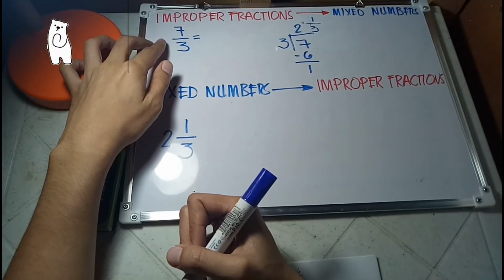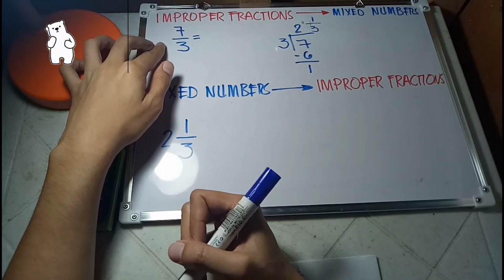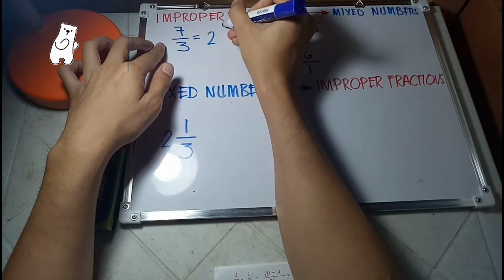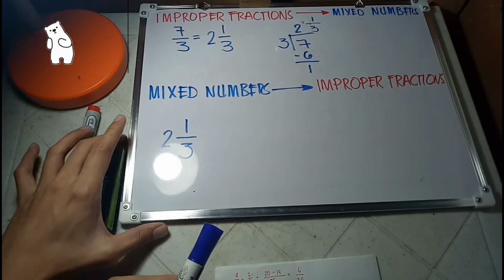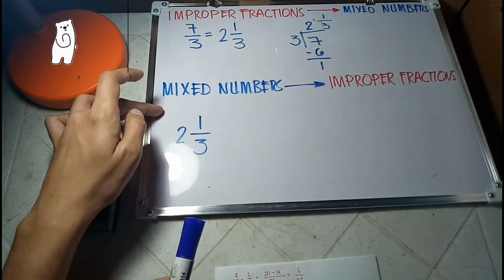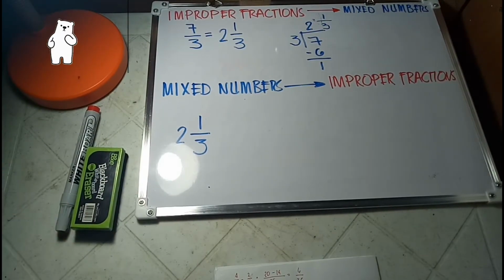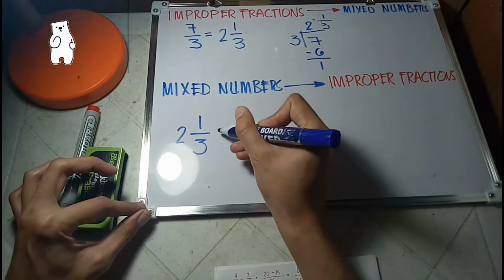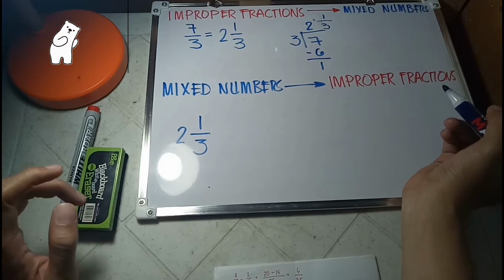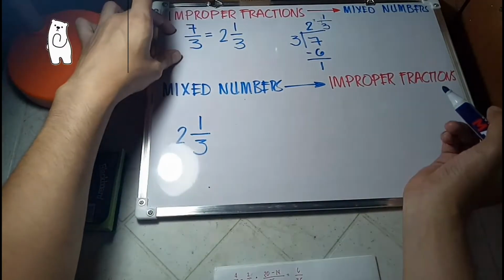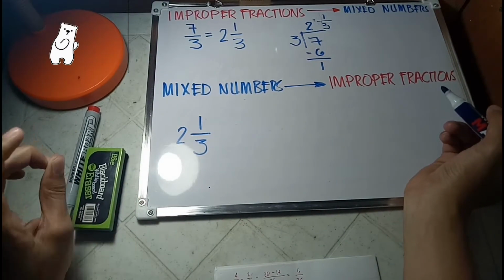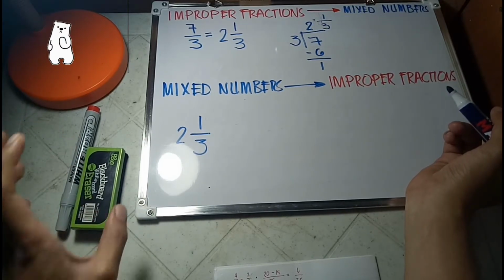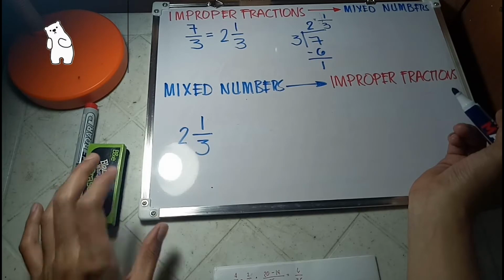So the mixed number form of this improper fraction is 2 1/3. Ganun lang po siya kasimple. Okay, the most complicated part naman po is converting a mixed number into an improper fraction. Yun po yung pinaka medyo mahirap gawin. So we have here the mixed number 2 1/3. Actually yung 2 1/3 and 7/3 are the same. They have the same value, kahit i-calculate nyo pa po, the value will be the same.